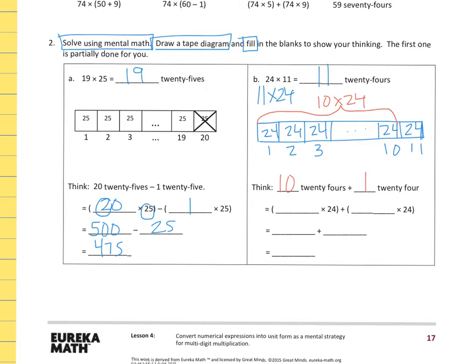So 10 24s is 10 times 24. And then 1 24 is 1 times 24. Now if we did 10 times 24, we can actually just do 1 times 24. That would be 24. And then 10 times 24 would be 240. Plus 1 times 24 is 24. And so now we're going to add 240 plus 24, and that would give us 264.